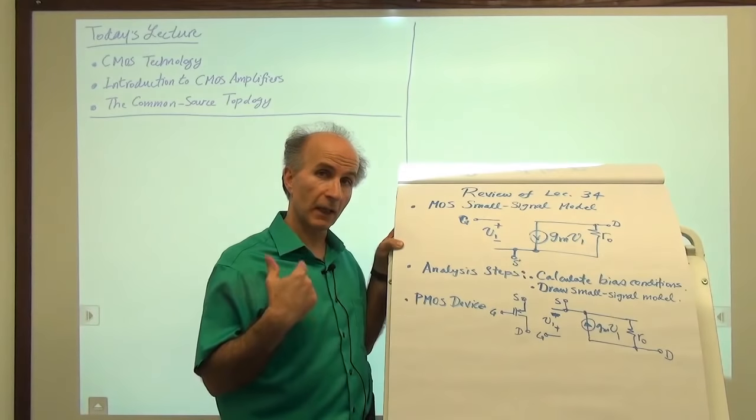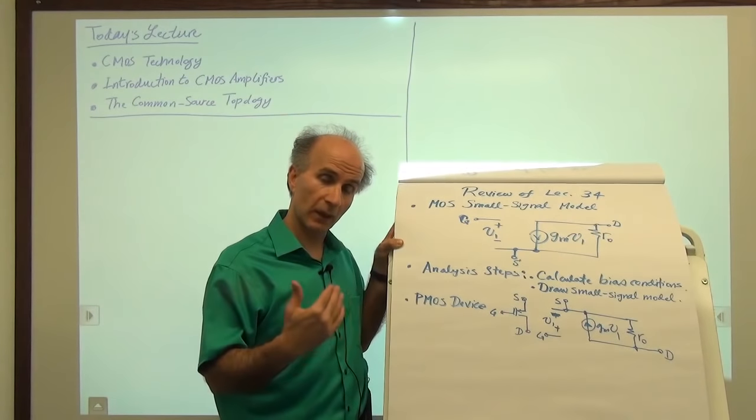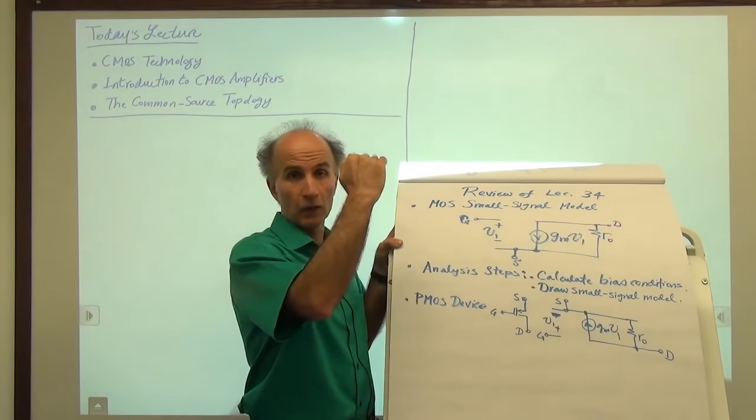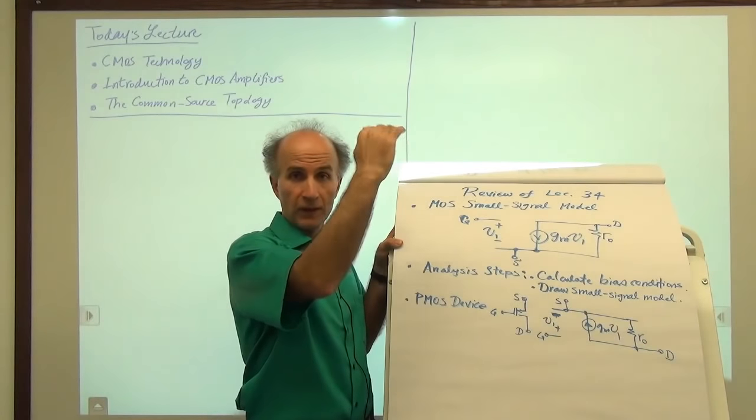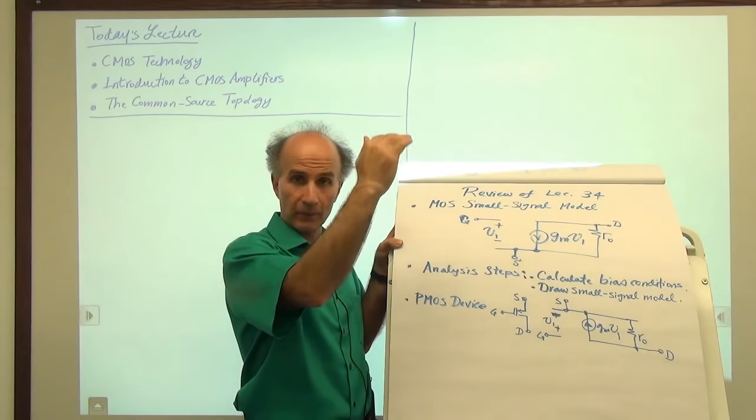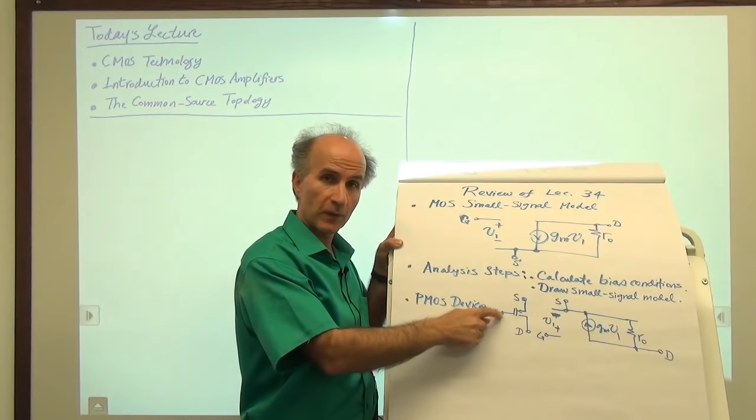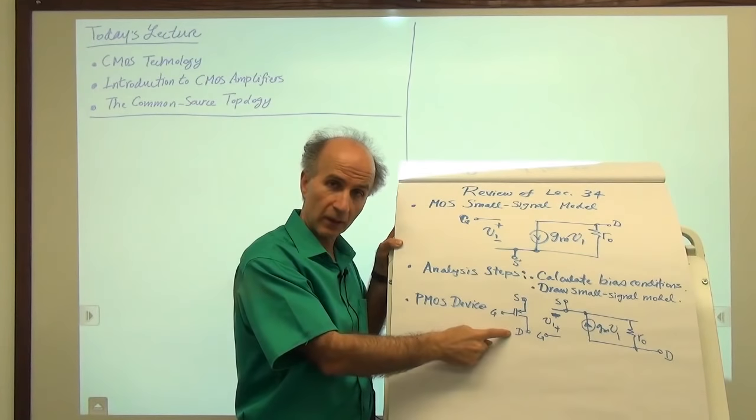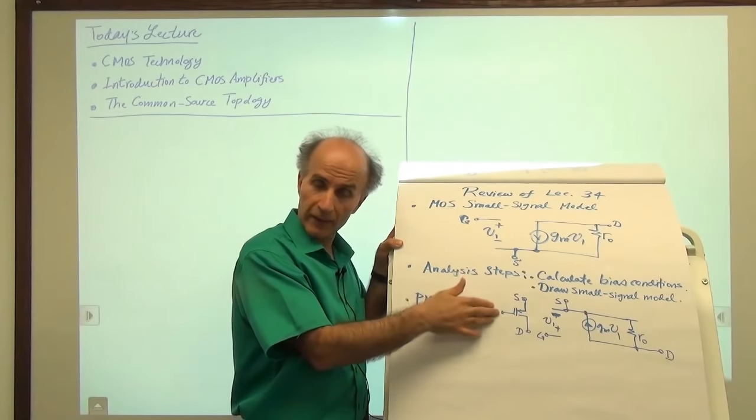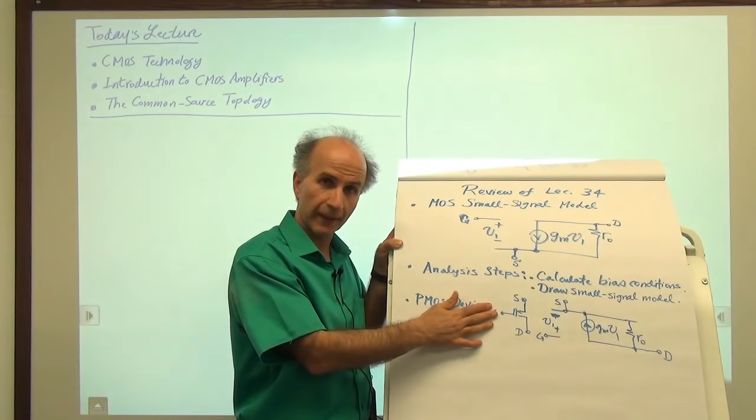Now, because in electronic schematics, we would like to draw more positive voltages and lines on top of the page, we generally draw a PMOS device with its source up here, not down here. It's not required, but that's what happens most of the time.